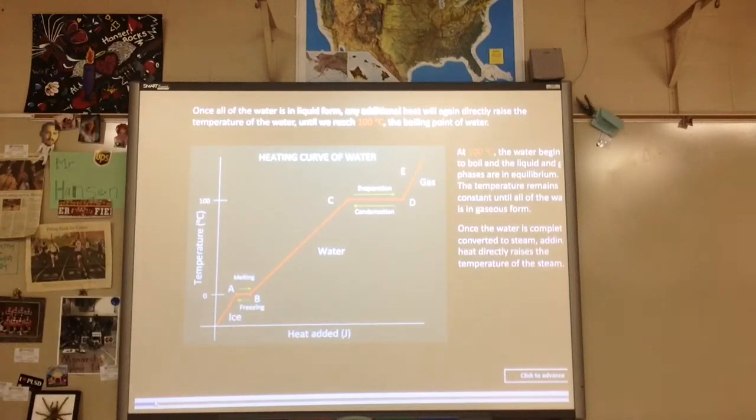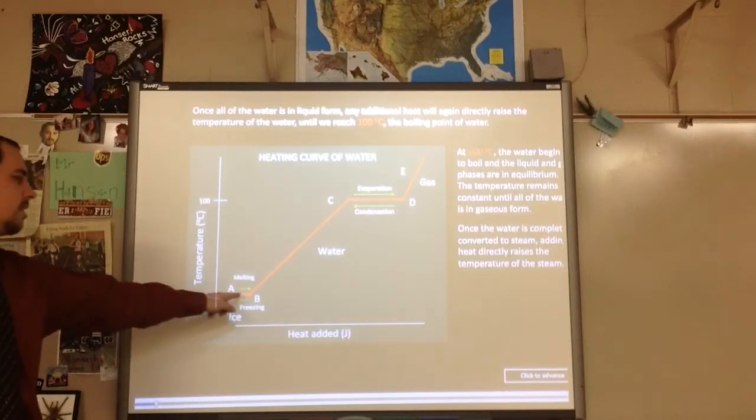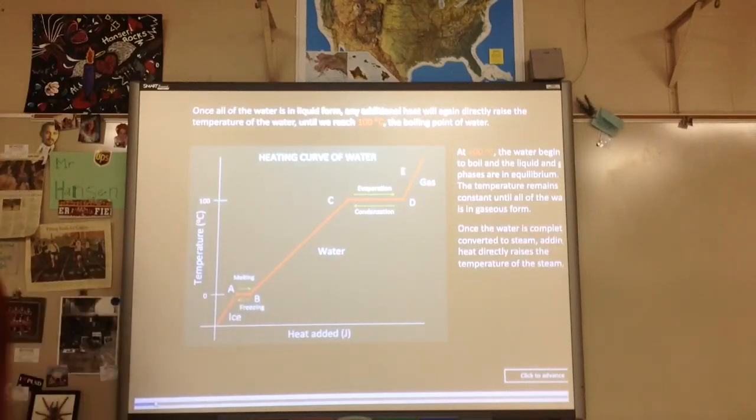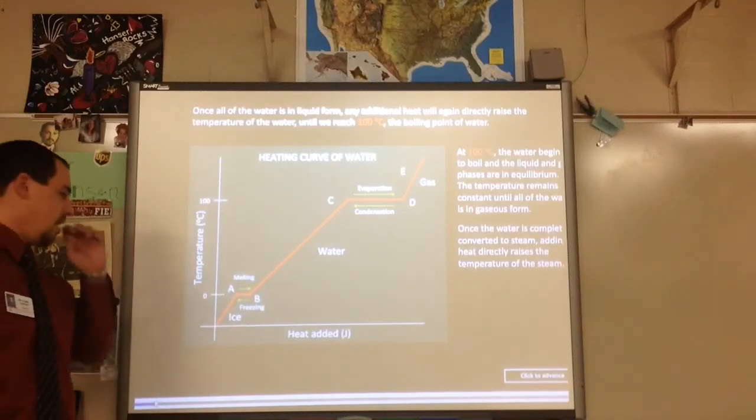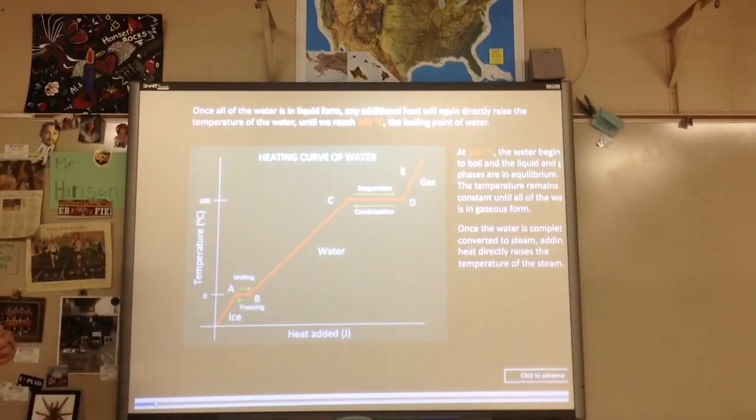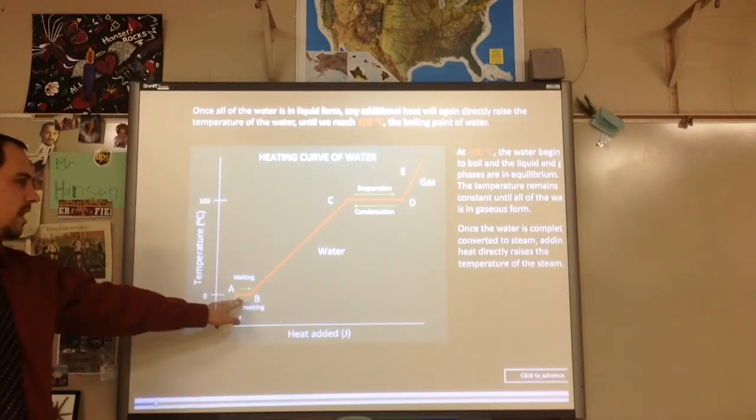Now here is what we would call the heat of fusion, this segment right here. And the heat of fusion is defined as the amount of energy required to change a substance from a solid to a liquid. You need to have that in your notes. The amount of energy needed to change a substance from a solid to a liquid. Heat of fusion, right there.